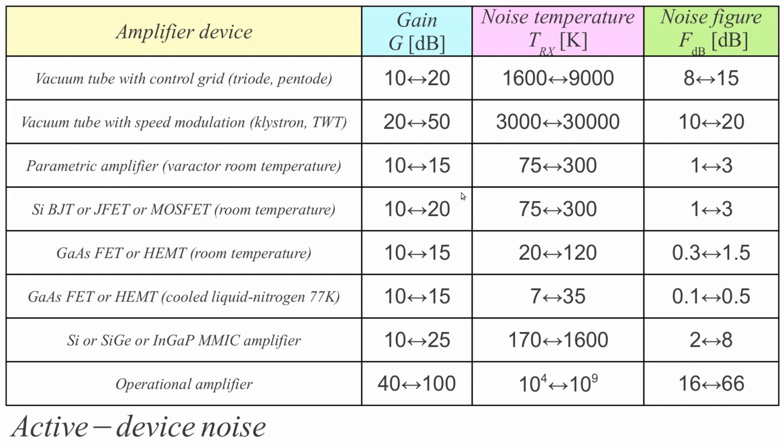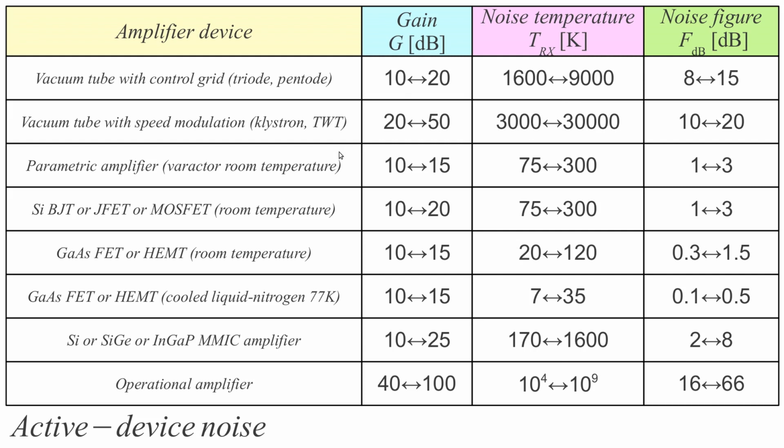There are some older devices that are quite noisy, like vacuum tubes. Vacuum tubes have a much higher noise figure. Why? Because the amplification process in a vacuum tube takes place between the cathode and the control grid, and the cathode is heated up to a few thousand Kelvin. So this thing is very warm inside. Even warmer are electron beam speed modulation tubes like klystrons or traveling wave tubes. This provides plenty of gain, but unfortunately a very high noise figure.